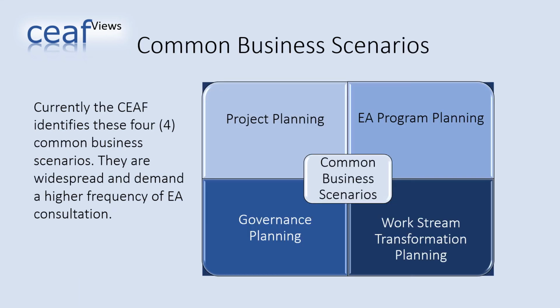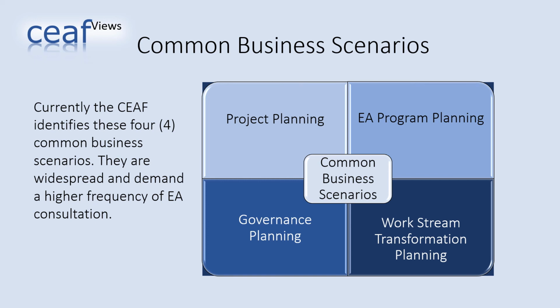Common business scenarios is the third architectural pattern incorporated into the framework. These 4 common business scenarios exist across departments and agencies in some form. They are project planning, EA program planning, governance planning, and workstream transformation planning.